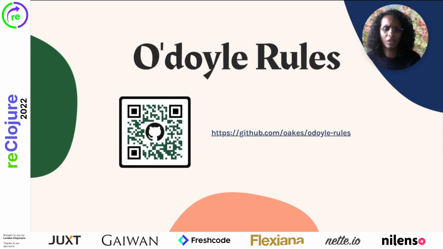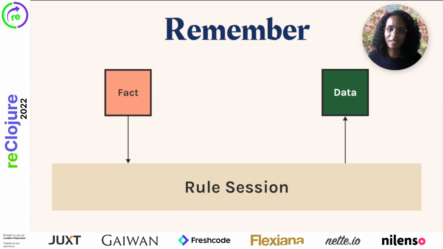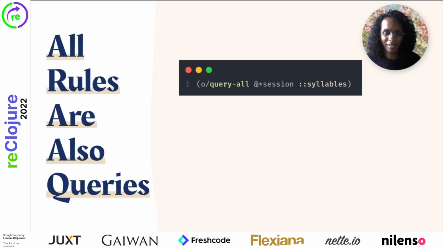So I'm not going to go too deep into the code today, but I just want to remind you how it works. You read facts into a session, and then rules act on the facts that you have read into the session, and then you query to get data out. However, there is a very important thing that it took me way too long to appreciate and learn, and I just want to share it with you today. And it is that all rules are also queries.